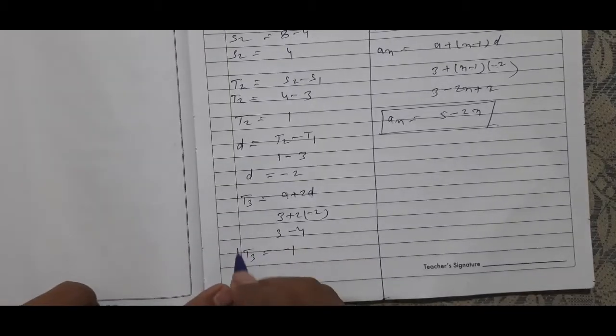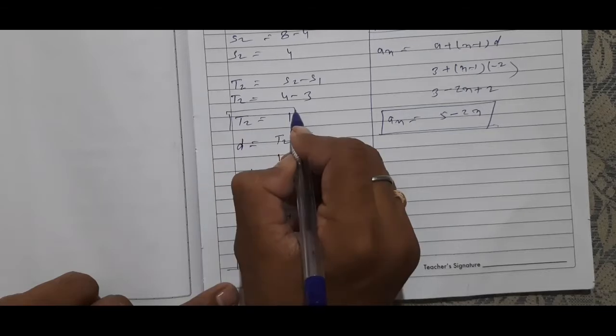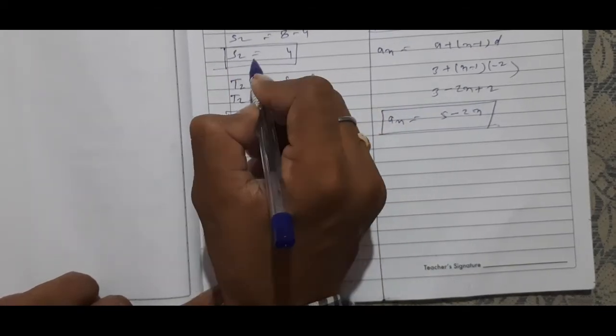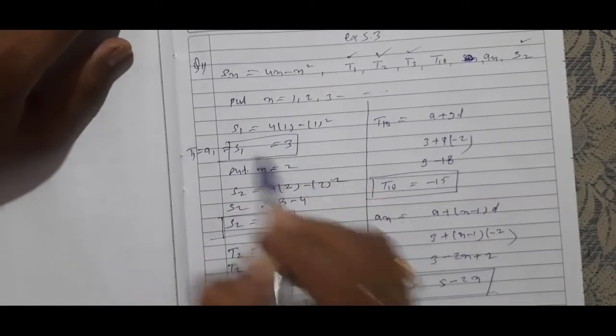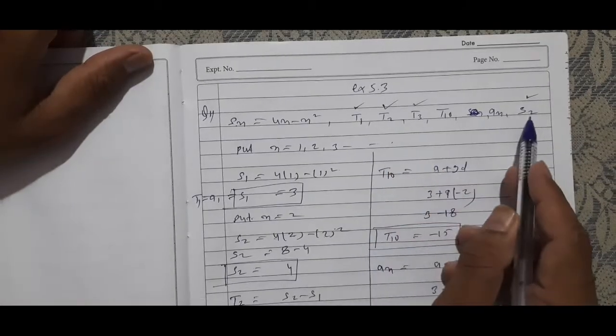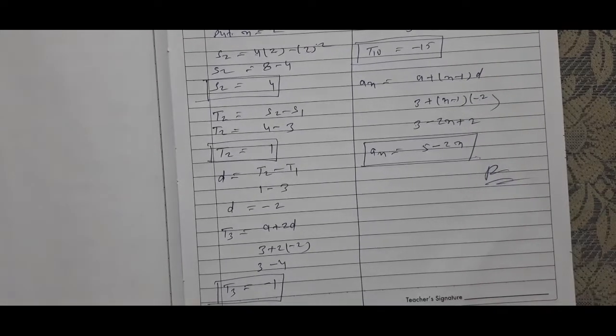This is the value of T10, this is the value of T3, this is the value of T2, S2 means the sum of two terms, and this is the value of S1, which is T1. 1, 2, 3, 4, 5 and 6. In total, 6 answers we had to find. So this question is complete.